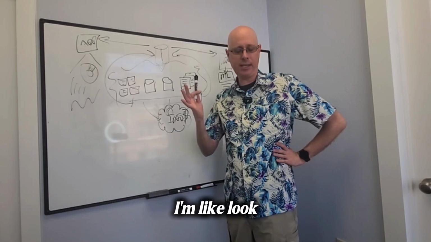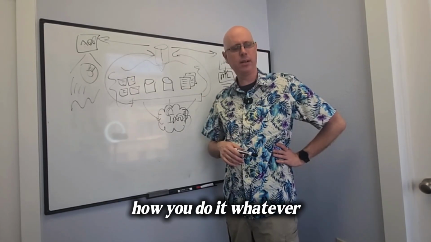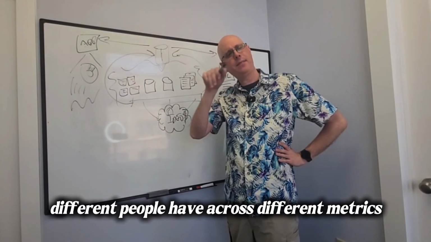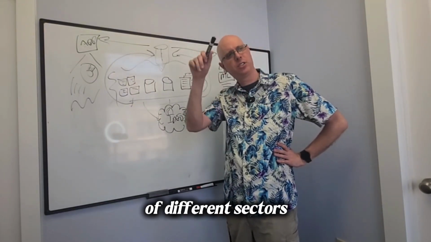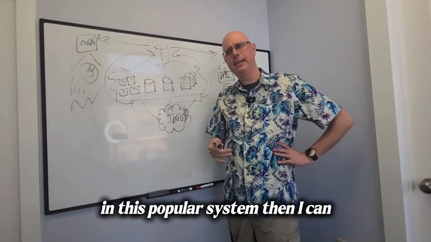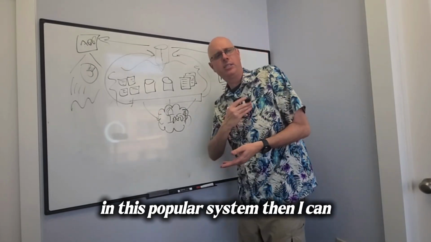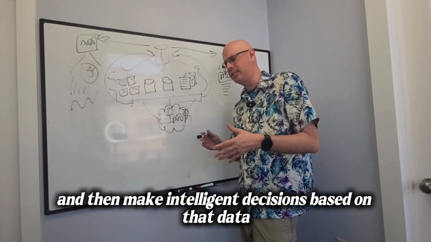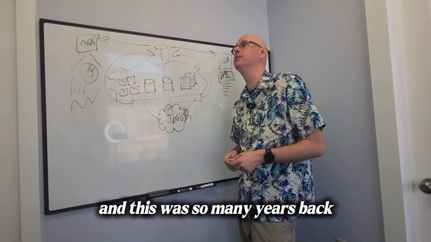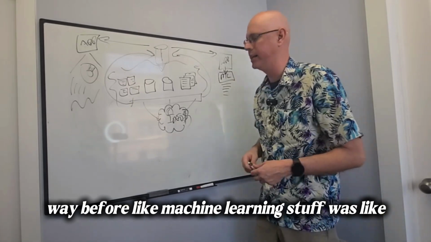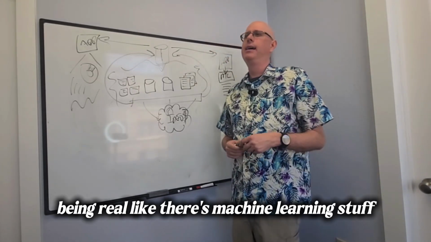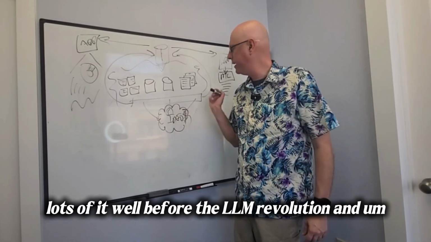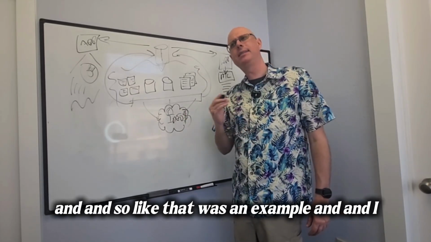I said, look, I don't know what you do or how you do it, but if you need to know how many star ratings different people have across different metrics, in different categories of business in this popular system, then I can certainly scrape that, gather it, and make intelligent decisions based on that data. And this was many years back, well before the LLM revolution. There was machine learning stuff, lots of it, but that was an example.